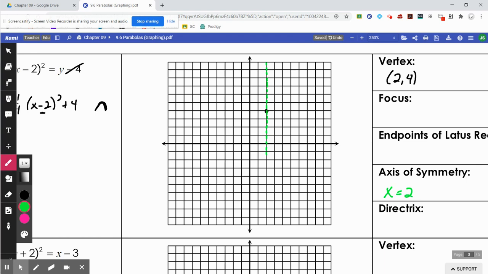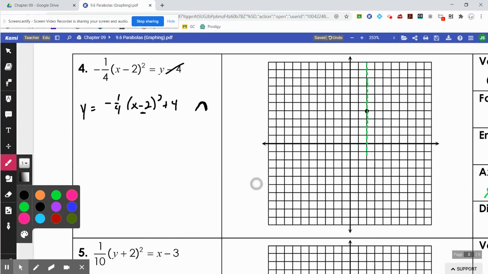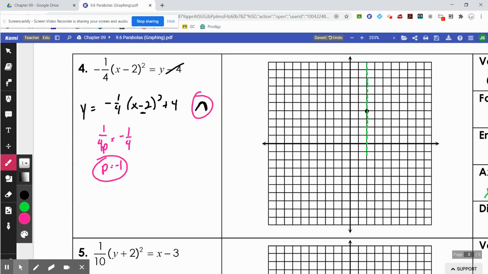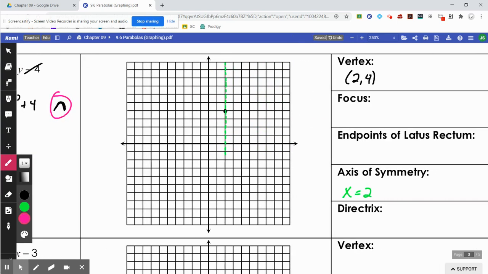Next, let's find the value of p so that we can find the focus and directrix. Set 1/4p equal to -1/4, and you can already see that p is going to be -1. And again, that is the reason it's cupped down instead of cupped up. So let's go down 1, and there would be my focus. Let's go up 1, and that's going to be my directrix. So we have a focus at 2, 3. And we have a directrix, again, it's a horizontal line at y equals 5.